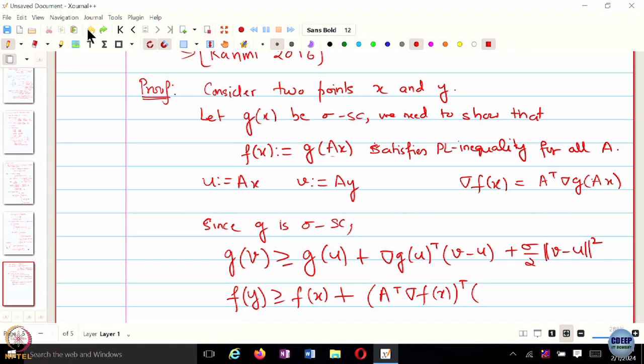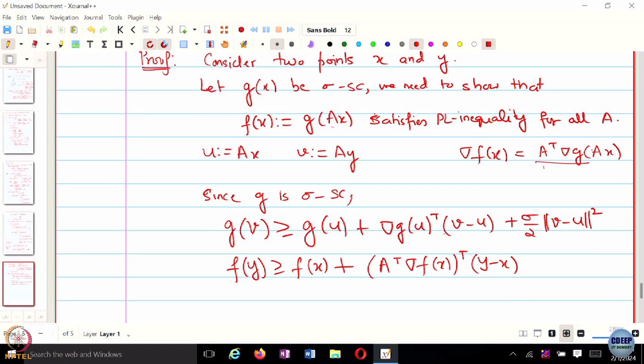So we wouldn't have this directly in terms of f, so let me write this first. Yes, this is what it is, because A transpose times the gradient of g at Ax is the gradient of f of x, and v minus u is Ay minus Ax, so I can write this as A transpose times this particular term, and that is what it comes down to. Sorry about being sloppy on this one, but let me rewrite this. So this is A transpose, and this is nothing but the gradient of f of x.